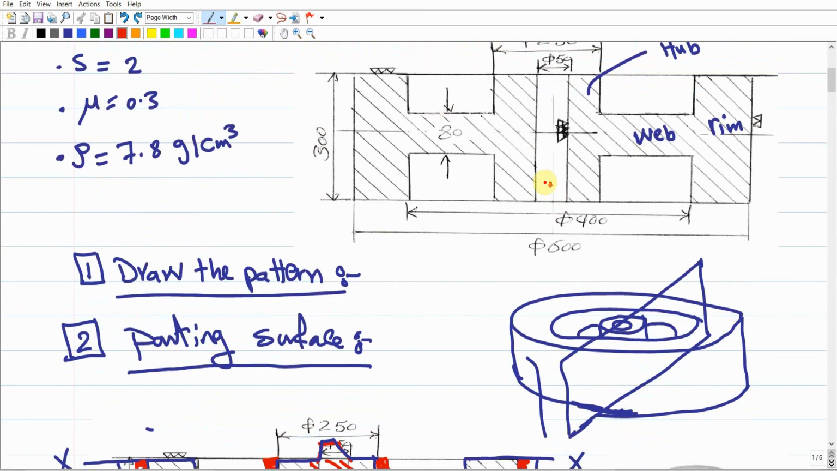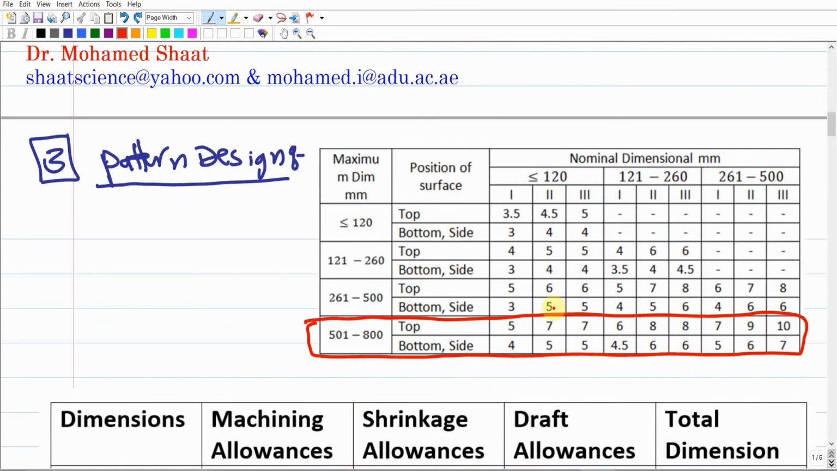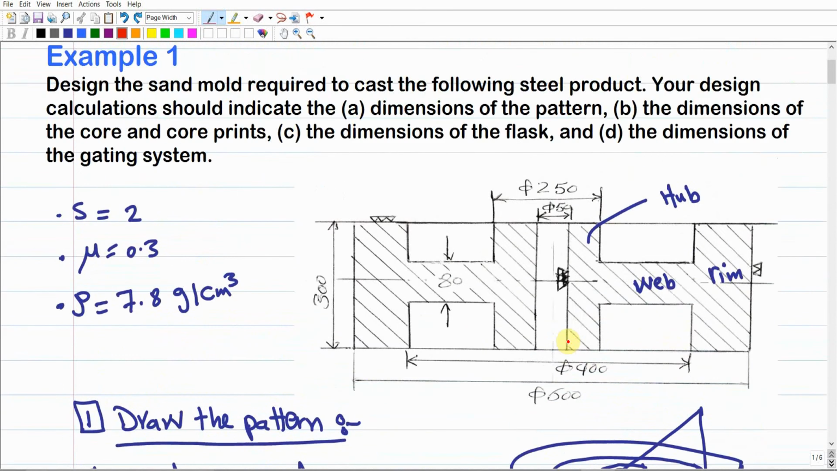So if we go down here to the table, is the 50 less than 120? Yes. So it means that we are located within these three columns, and since we are using deep machining, which is third grade, we have 7 millimeter for the top surface, 5 millimeter for the side or the bottom. We agreed that the 50 connects side to side. So each side is gonna take 5 millimeter as machining allowance. So if we add 5 millimeter here, it will be added inside the hole, and the other 5 millimeter will be added inside the hole. Why inside, not outside?